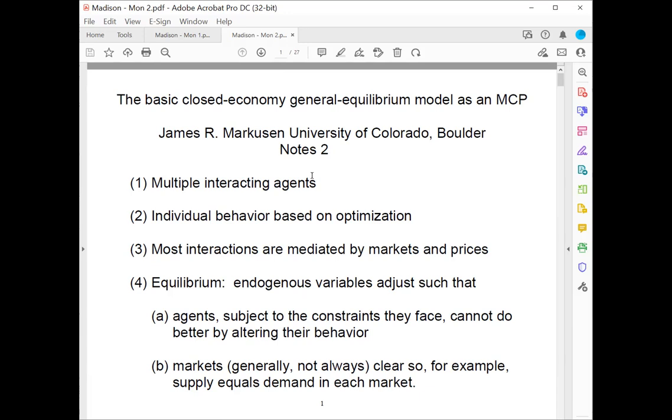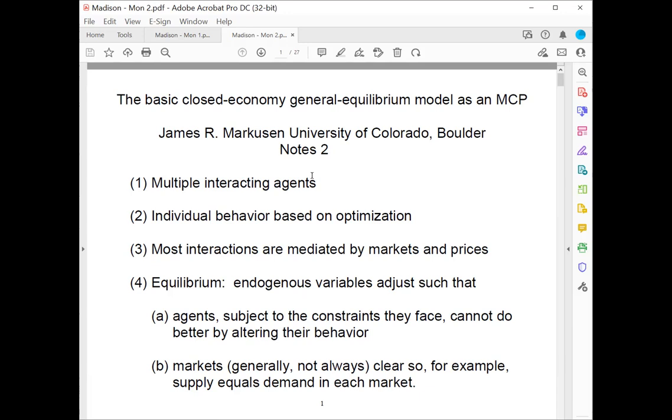Okay, so what is a general equilibrium model? Well, I don't know if there's any formal definition, but typically we have multiple interacting agents. Individual behavior is based on optimization. Most interactions are mediated by markets and prices. That is, there are externalities like pollution or other things that are not market mediated, or public goods provided by governments that people cannot choose quantities of, things like that.